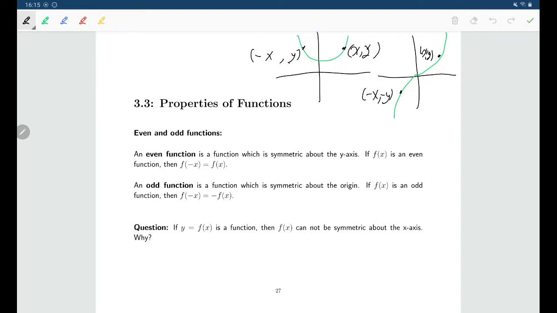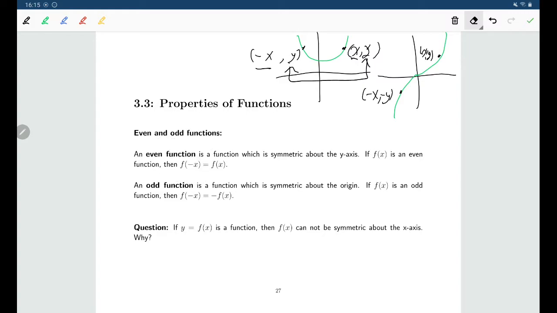We'll only be seeing these two kinds, either symmetric about the y-axis, which as a function we call an even function. And notice that the property here is that for an even function, if you replace the x with negative x, you get the same y value. Or in other words, the y value for x and the y value for negative x are the same. That's our definition for what is an even function algebraically. It's a function where f of x and f of negative x are equal to each other.